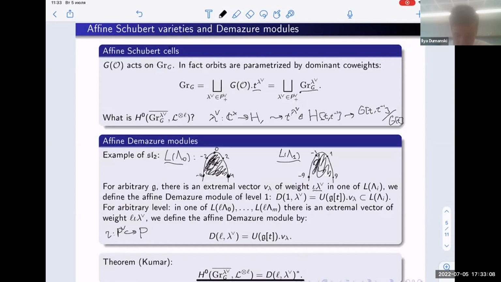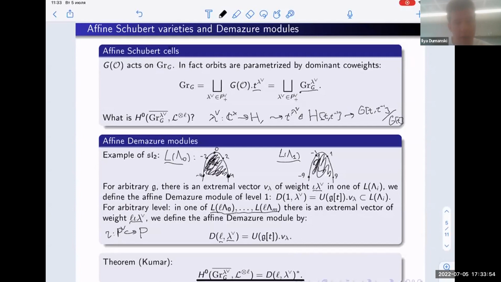If we want to define level L, the Demazure modules we're dealing with are parameterized by an integer L, which is the level, and the co-weight lambda check. To define it, we consider all the modules of weight L lambda i's, which are multiples of level one integrable modules. We pick in one of them an extremal vector of this weight and generate a G of T module from it. That is a straight analog of Demazure modules in the finite dimensional case, which I described before. And these are called affine Demazure modules.